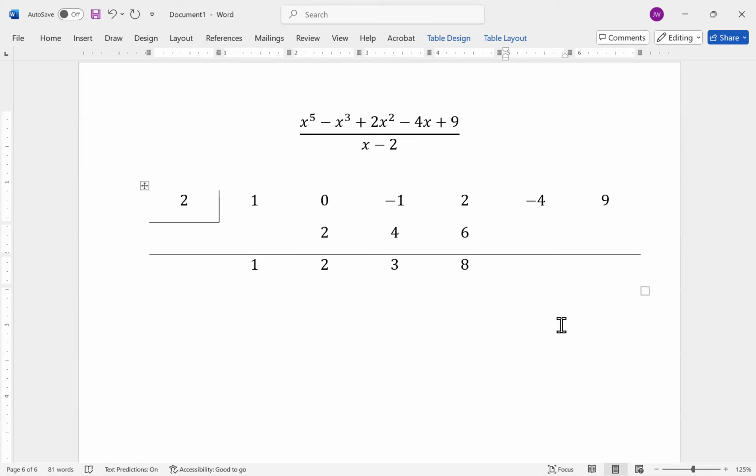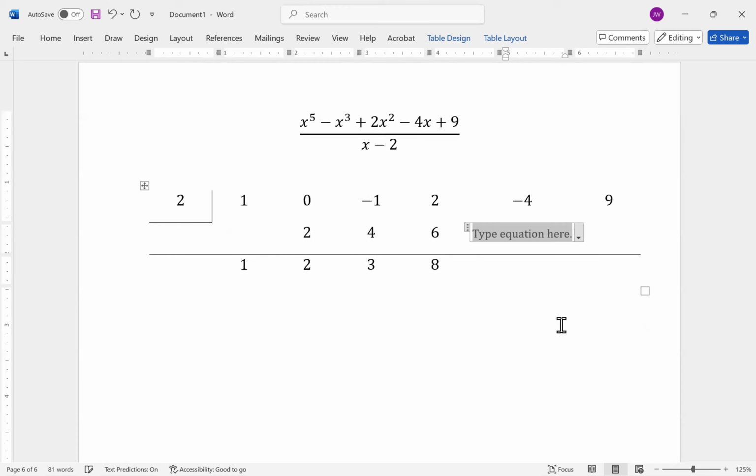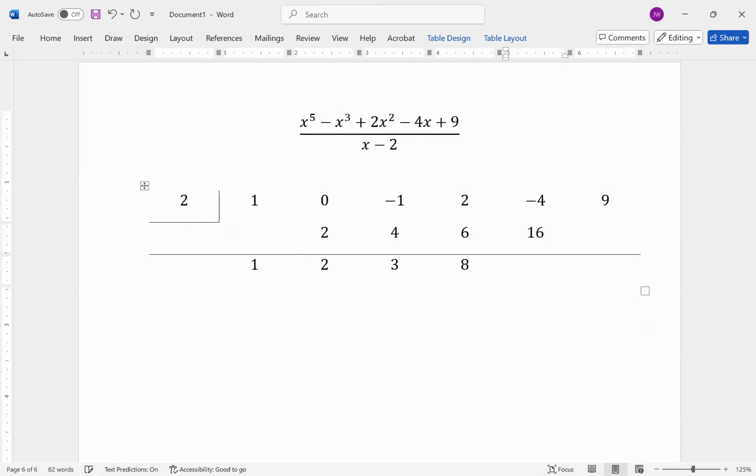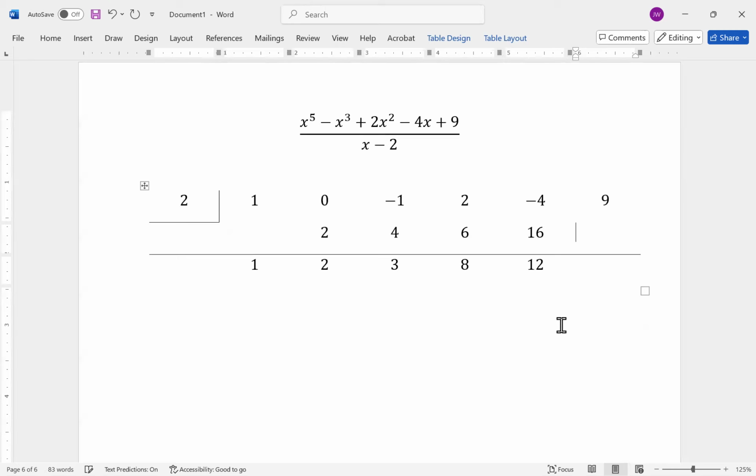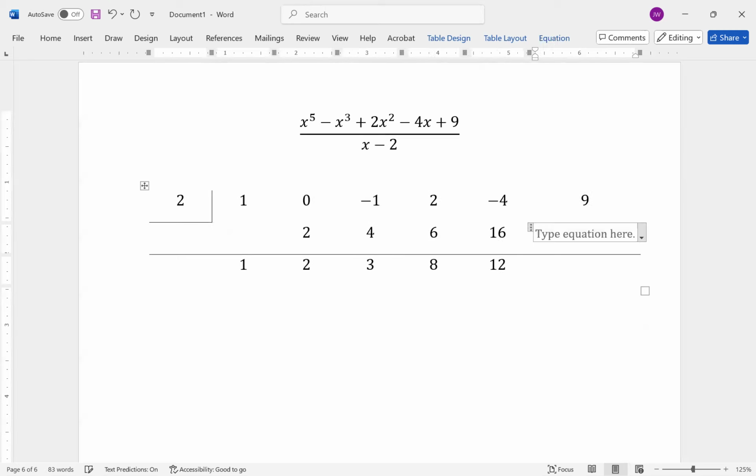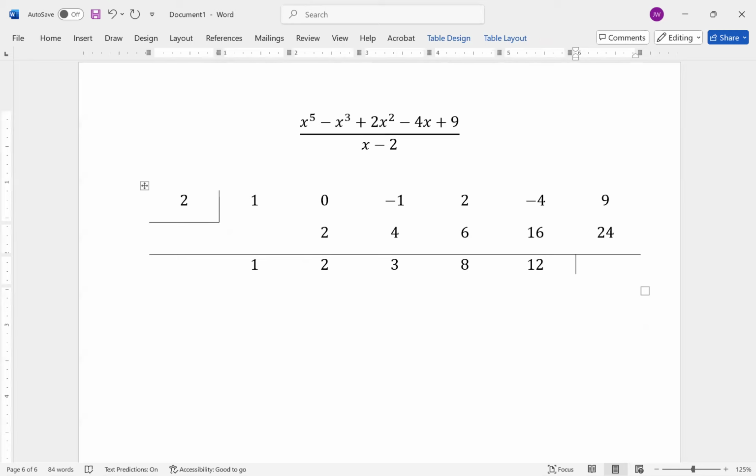8 times 2 is 16. 16 minus 4, or -4 plus 16, is a positive 12. 12 times 2 becomes 24. 24 plus 9 gives me 33.